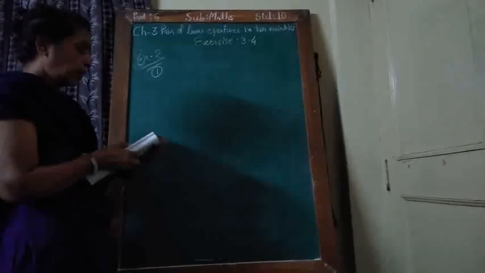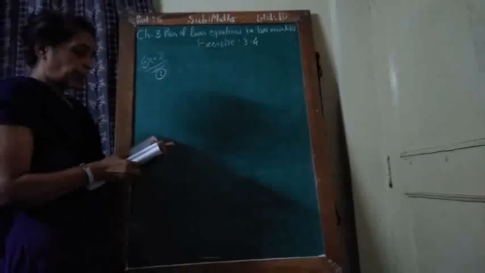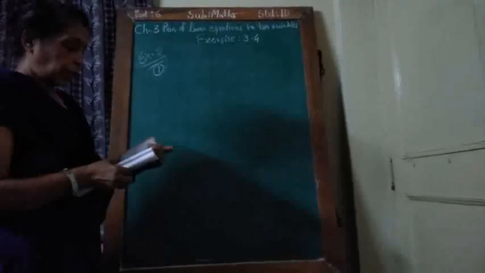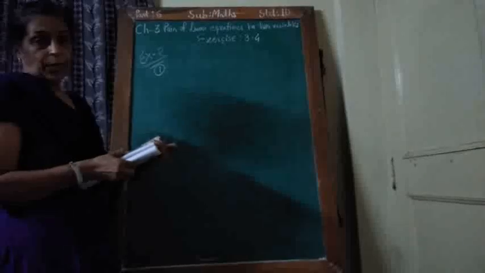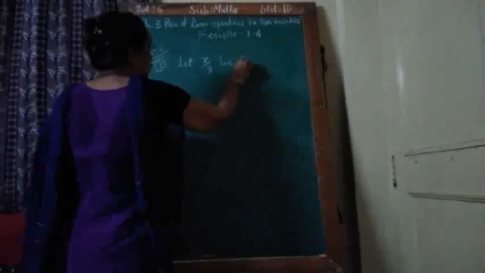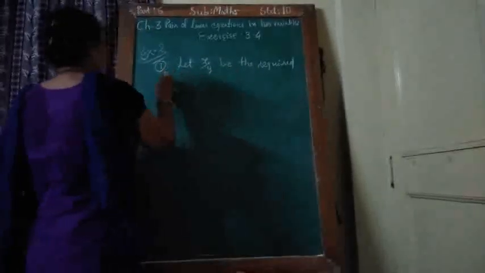Number 1: if we add 1 to the numerator and subtract 1 from the denominator, a fraction reduces to 1. It becomes 1 upon 2 if we only add 1 to the denominator. What is the fraction? First you have to form the equations. So for that, write: let x upon y be the required fraction.